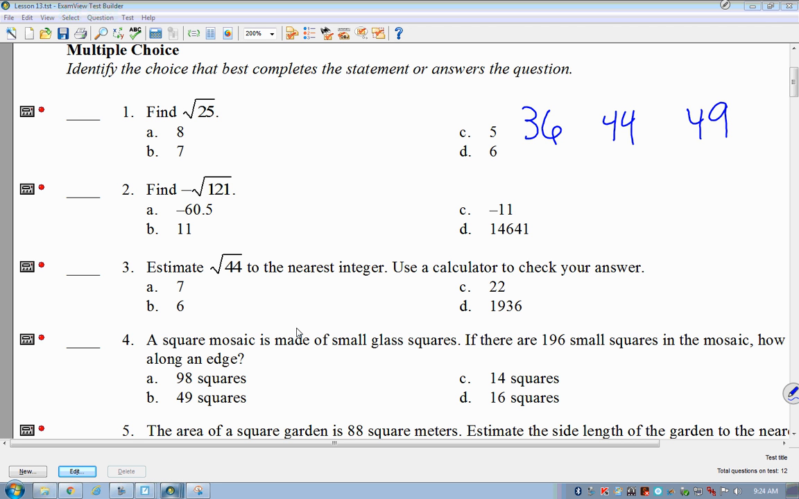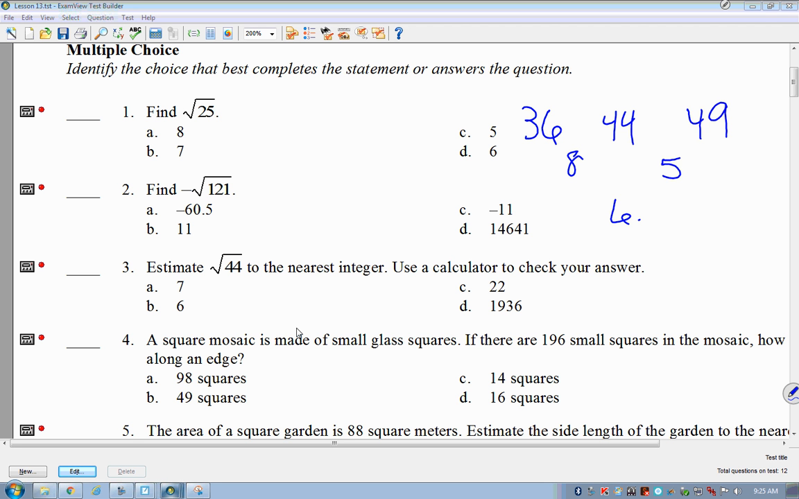Is it closer to 36 or closer to 49? From 44 to 49 is 5 away. How far is it from 36? 8. So it's a little closer to 49. So it's going to be 6 point probably over 5, because we're closer to 7 than to 6. 6.633. But let's see what our answer comes out to in this question, because it's a little close. Actually, we would say 7.